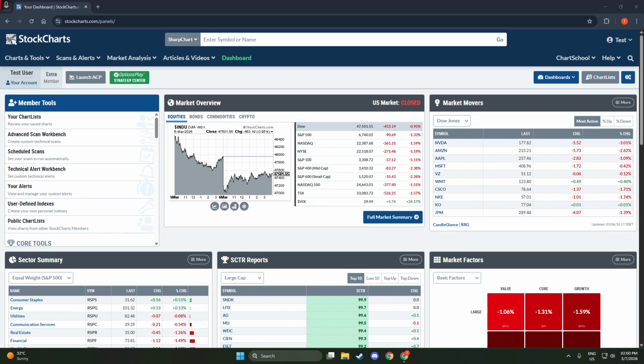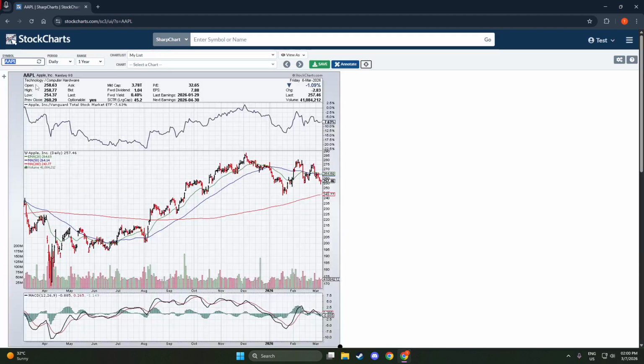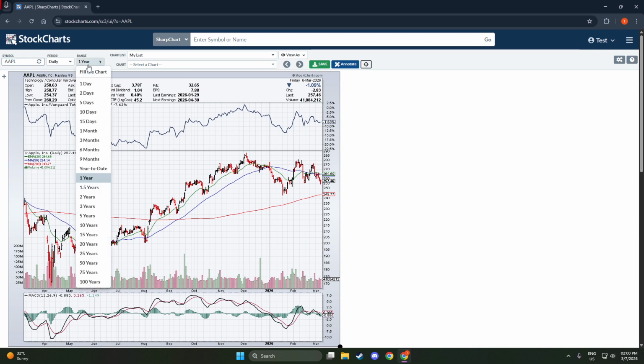Start by opening a chart on StockCharts.com. You can use ACP, which is the modern, interactive charting platform, or SharpCharts, which is the classic, fast-loading chart style. Either one works. Pick the symbol and time frame you want to analyze so you're looking at the market or stock that interests you.